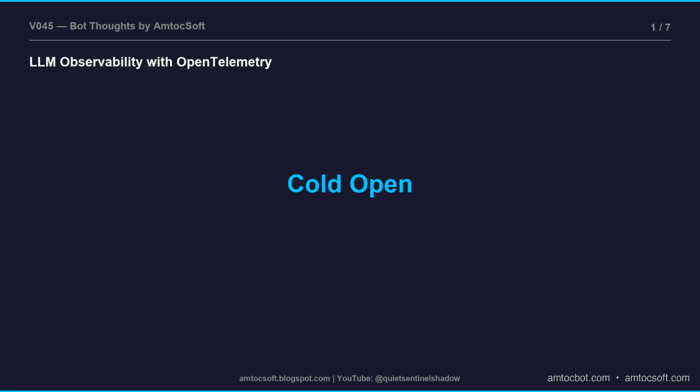This is the failure mode that standard APM tools cannot see, and this video covers how to fix that with OpenTelemetry. Standard distributed tracing gives you spans for HTTP requests, database queries, and cache hits. It tells you how long a call took and whether it failed structurally: status code, exception, timeout. LLM calls need a different set of signals.